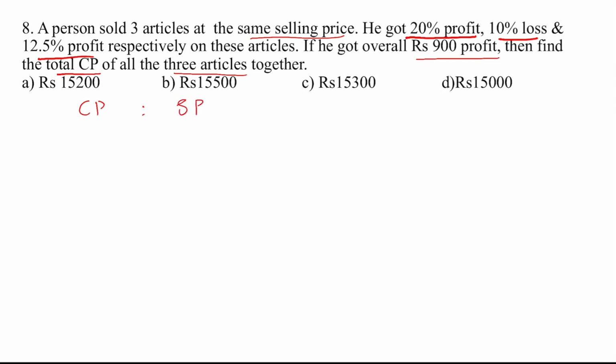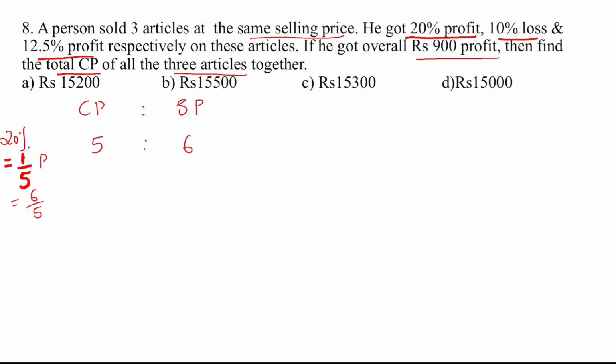Now for the first article he made 20% profit. So 20% means what? It is 1 by 5, we know. So if 1 by 5 profit means in 5 parts 1 part profit, so that will be 6 by 5. Therefore if 6 is the selling price, 5 is the cost price.